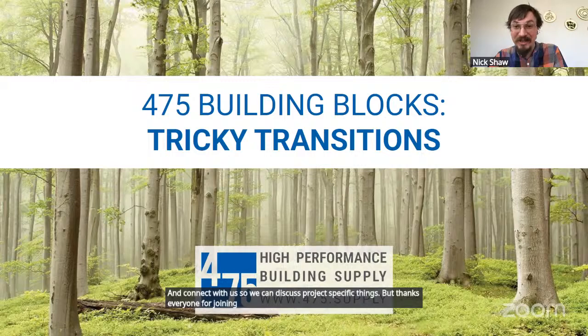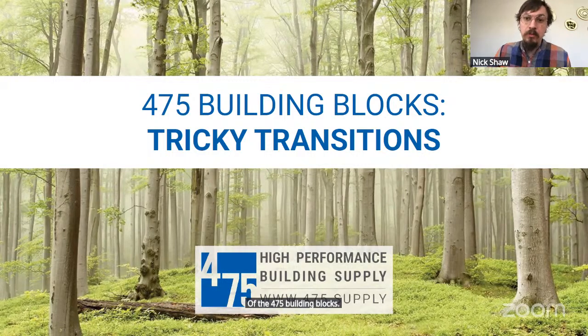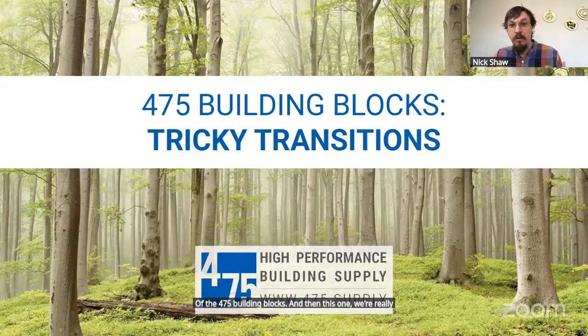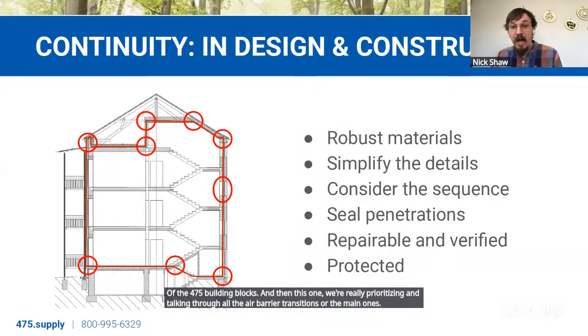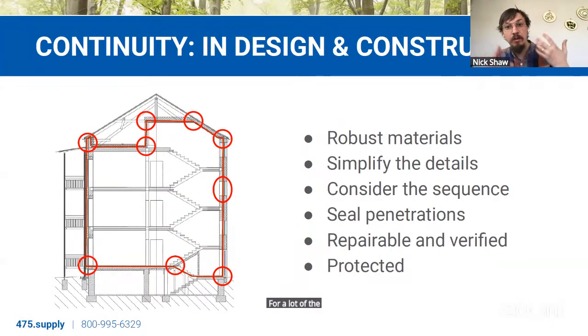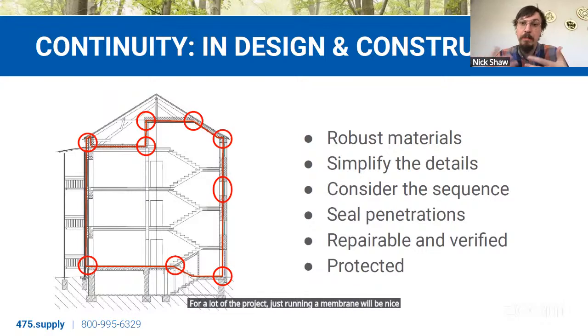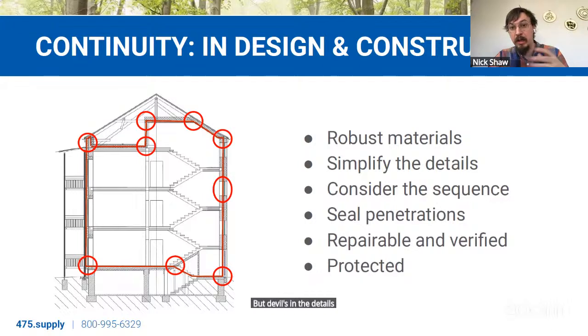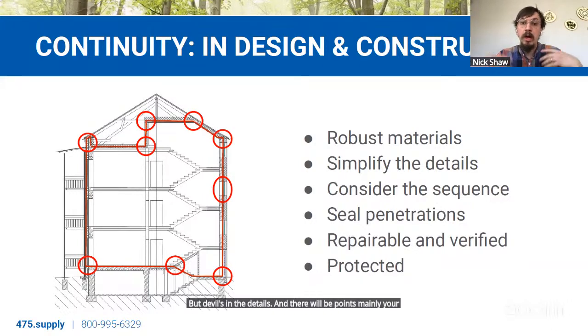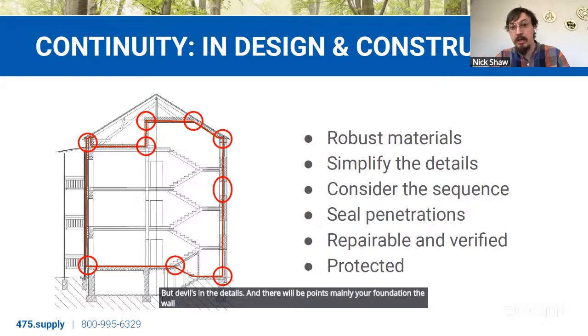This is, I guess, our session 2 of the 475 building blocks. And in this one, we're really prioritizing and talking through all of the air barrier transitions, or the main ones. For a lot of the project, just running a membrane will be nice and easy for your primary air barrier, but devil's in the details. And there will be points, mainly your foundation to wall, your floor transitions for your interior air barrier, and wall to roof. Those are the 3 main transitions that we'll be talking through today.